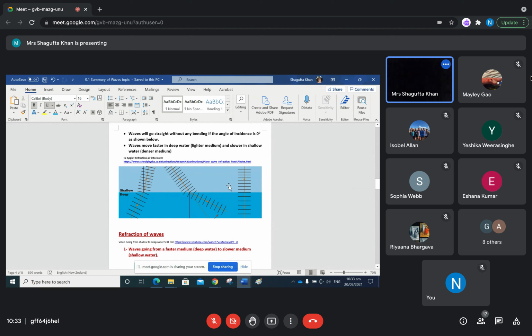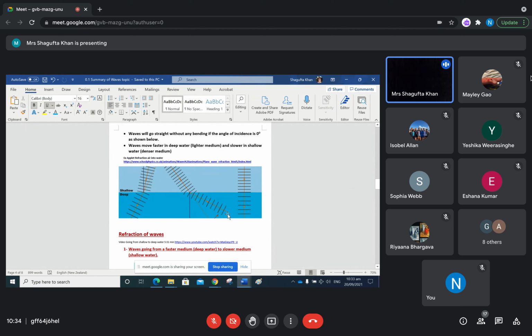But because this one is deep water, and deep water is faster, this one is a faster medium, and the lighter one is the slower medium because this is shallow water. So the only thing that happens is that the wavelength gets smaller because it's getting slower, so the waves bunch up. Frequency remains the same. So frequency in this medium and that medium is the same.